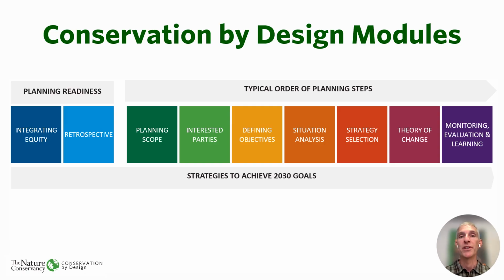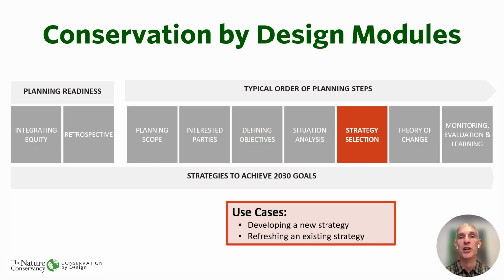This figure shows the full set of Conservation by Design modules, including modules that support planning readiness and modules that relate to steps in a planning process. The strategy selection module sits towards the right of the modules diagram, as this is a conversation to have once a team is already aligned on the key aspects of the planning context, such as the team's objectives and an understanding of the planning situation.